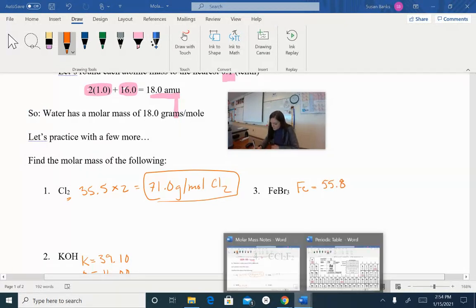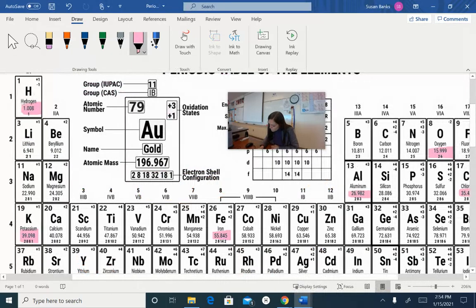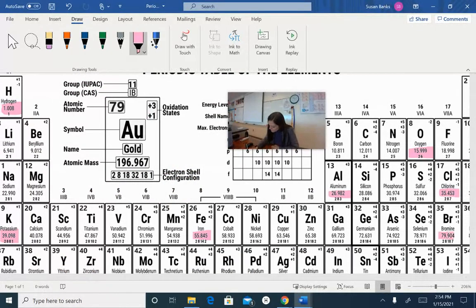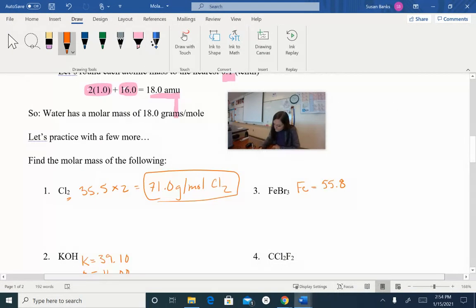And bromine, let's look at bromine really quick. Bromine, do you guys see it? 79.90. That 0 tells me to leave that 9 alone, so I'm going to call that 79.9. Now the thing is, we've got 3 of these bromines, so I need to multiply my 79.9 by 3. So when I do this, I'm going to have 55.8 plus 79.9 times 3.